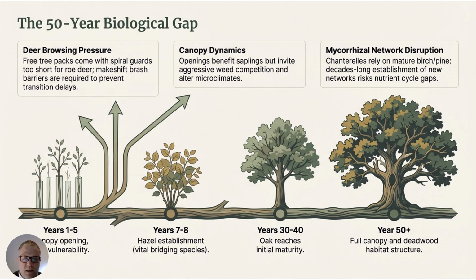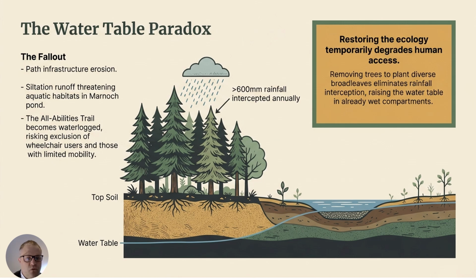There's also the network disruption, where, like I spoke about, the mycorrhizal network under the soils has been disrupted through trees being removed, and this takes a long time. It takes over 50 years for some of these forests to create this network and strength amongst the trees. There's also this water table paradox, and some of the discussion that we've been having is that Murray Park could have two extremes.